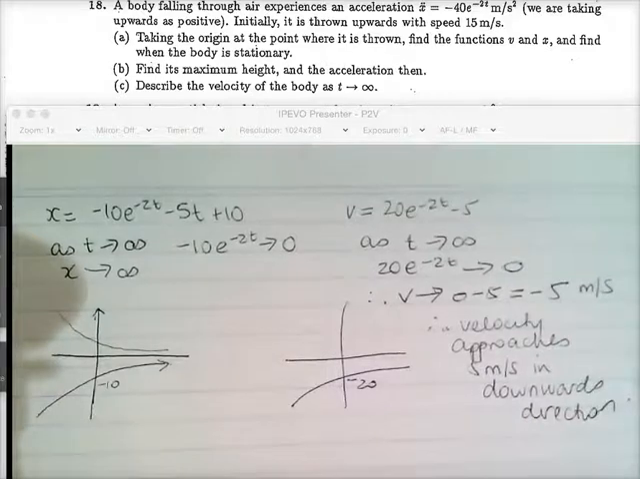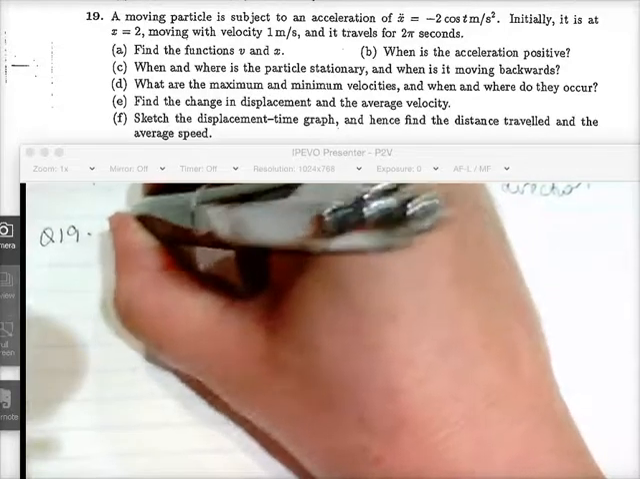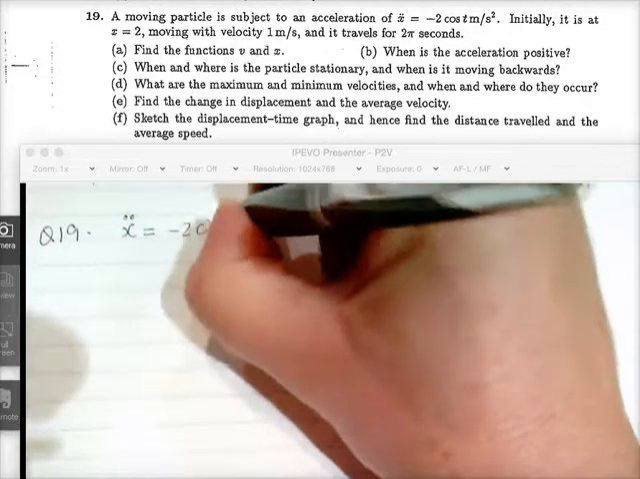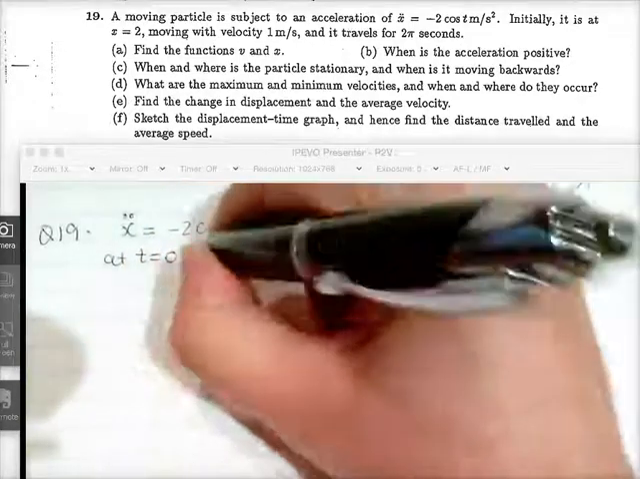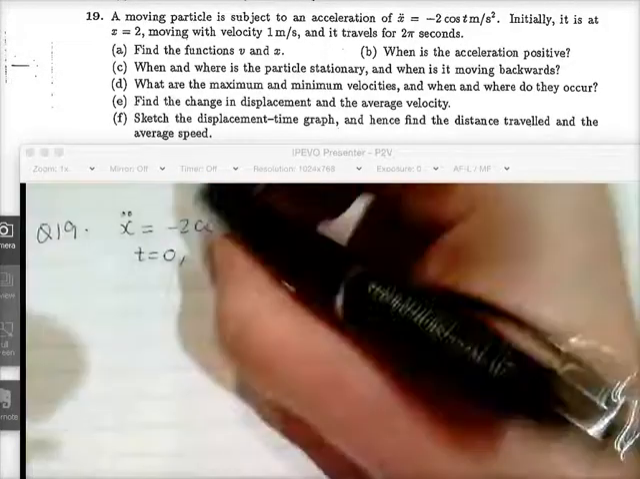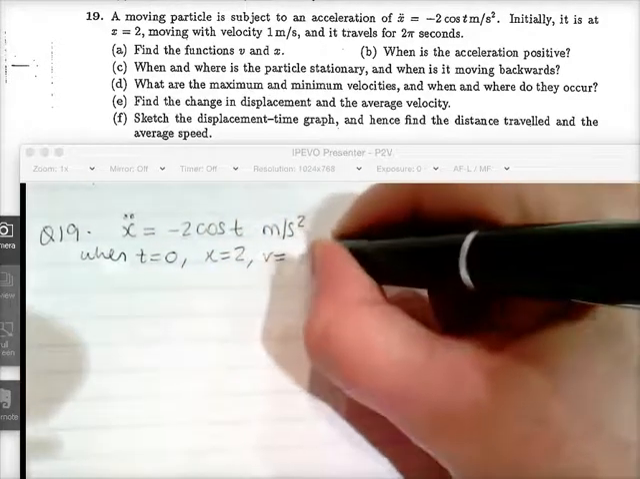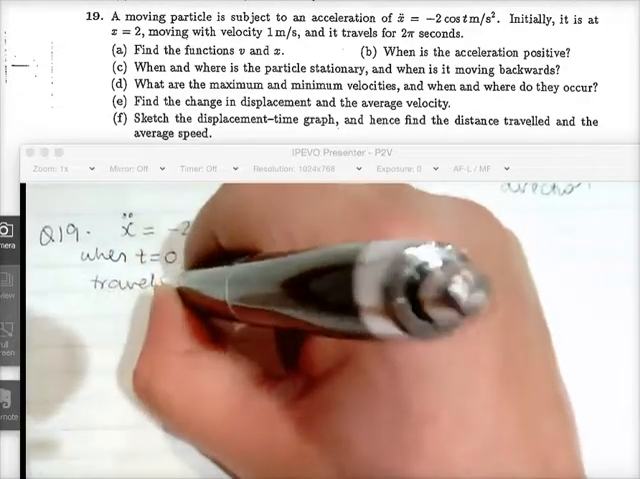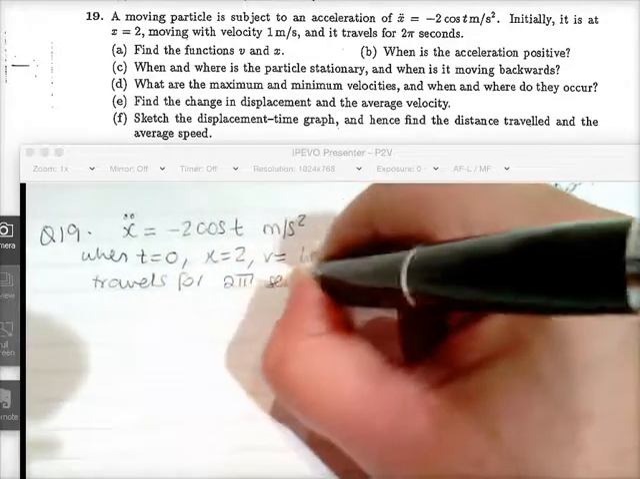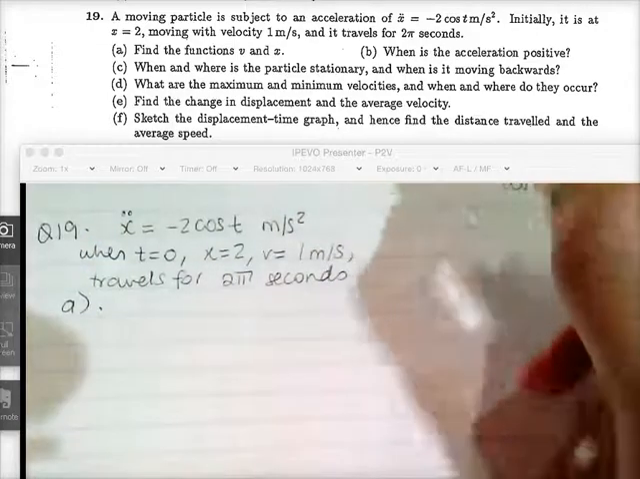Okay, now for question 19. It says that a particle is subject to an acceleration of negative 2 cos t meters per second squared. Initially, so when t is 0, x equals 2, velocity equals 1 meter per second. And it also says that it travels for 2 pi seconds. Now the question is, part A, to find the functions of v and x.